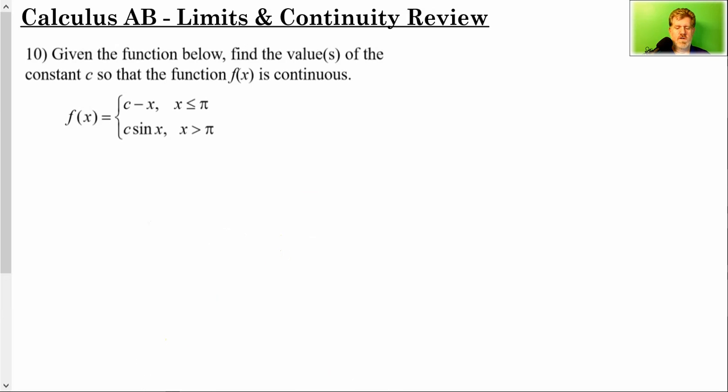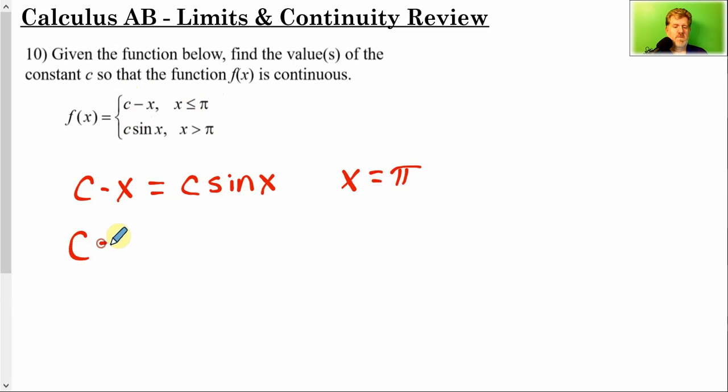So here we go. I know that c minus x has to equal c times sine of x. These two functions have to be the same value. At what point? Our only point of danger is pi. Because everything less than pi, we go with this. Everything greater than pi, we go with this. So when it equals pi itself, do they connect? So let's plug in pi for x.